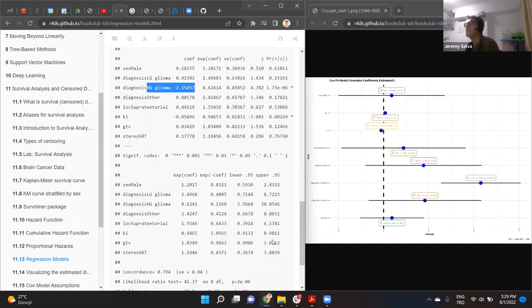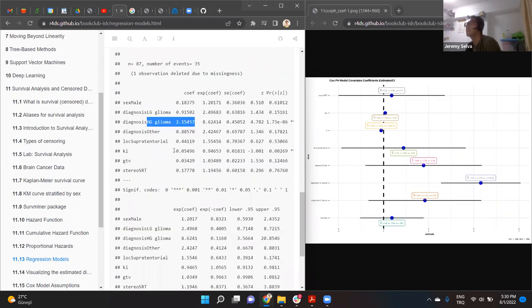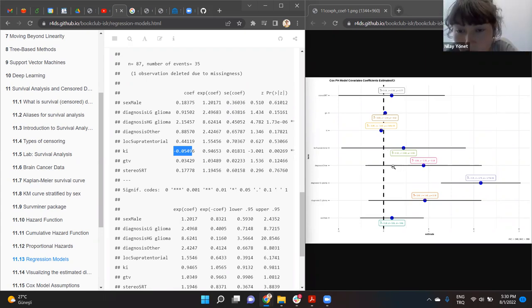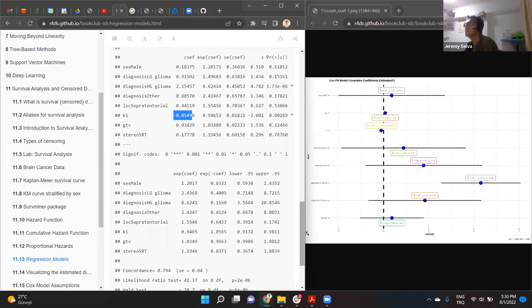I just have one question. The KI is a negative coefficient? So what does it mean? If it's negative, does it mean that if I have more KI, I have lesser risk of being dead, compared to a positive coefficient like the HG glioma? And this is the only negative one. If it's a positive one, it means that if I have HG glioma, I have higher risk. But if it's a negative coefficient, does it mean that if I have a higher value of this KI, I have lesser risk instead of higher risk? So it is that, right?